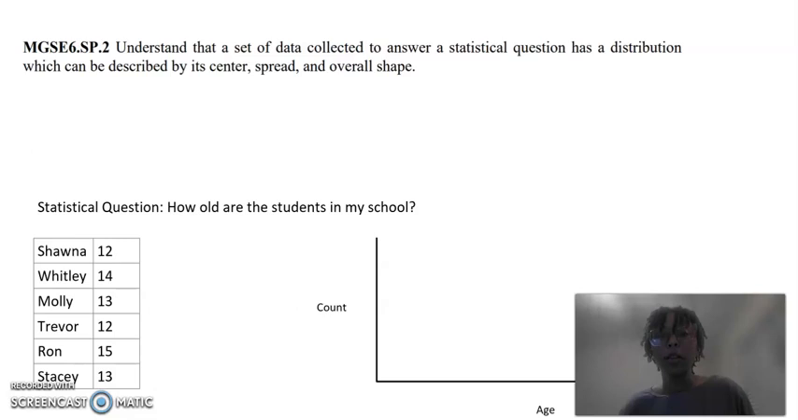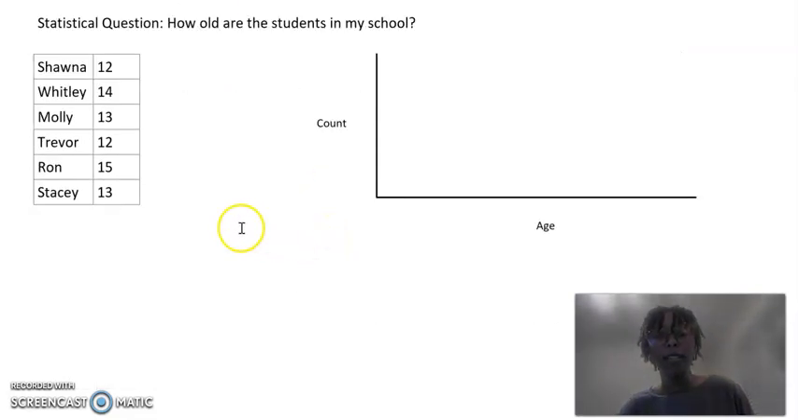So this is something that could go very, very in depth, but we're going to keep this simple, and we have a statistical question here to help us understand what is meant by this standard. So the statistical question is, how old are the students in my school?